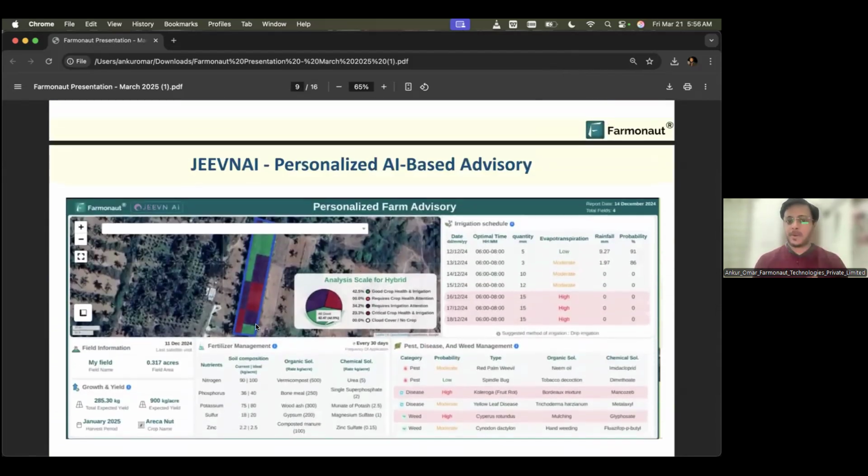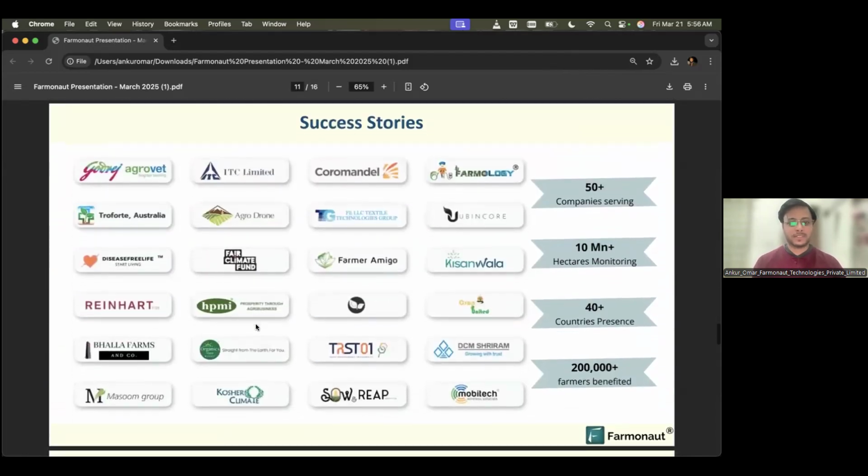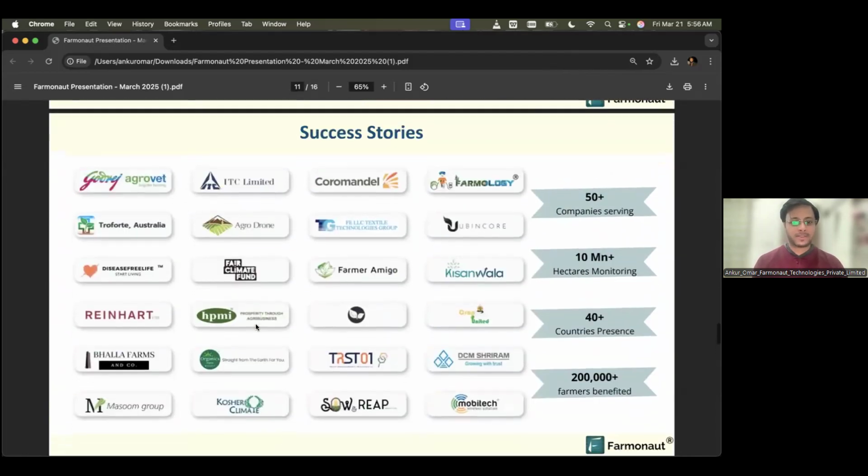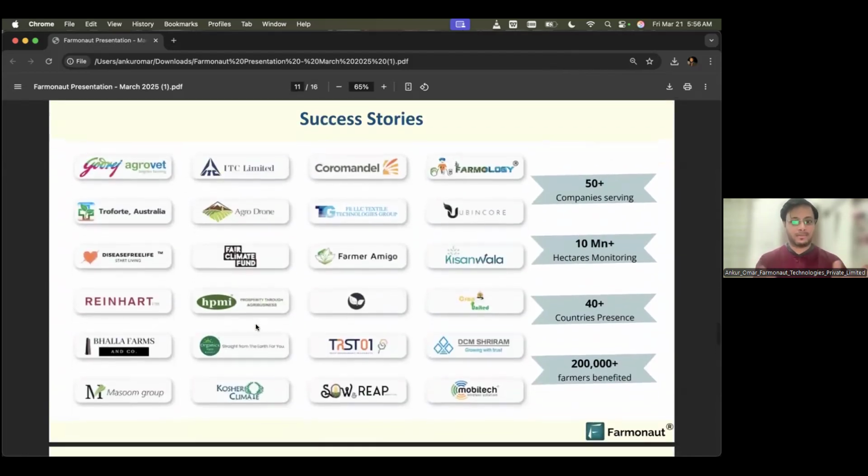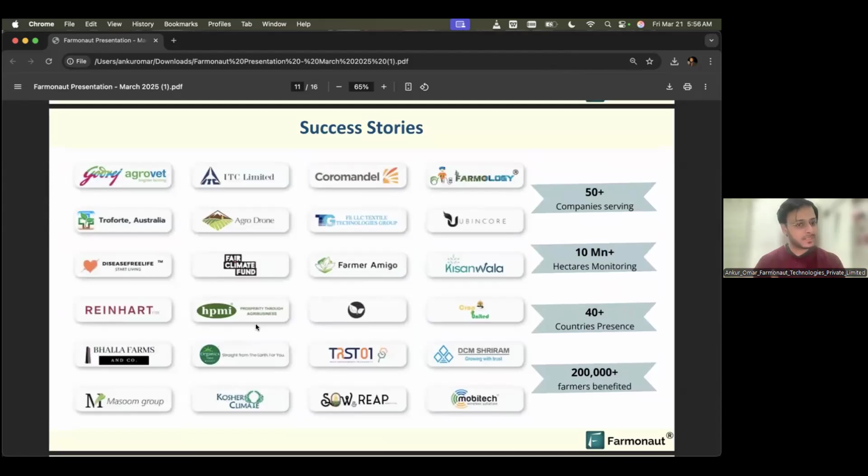Now I have just given you all the literature, the science behind all these things. Now I'll go to actual real case studies: what work we have done so far, what feedback they have given, in what scenarios they have been using this system, and what overall benefits have been received so far.